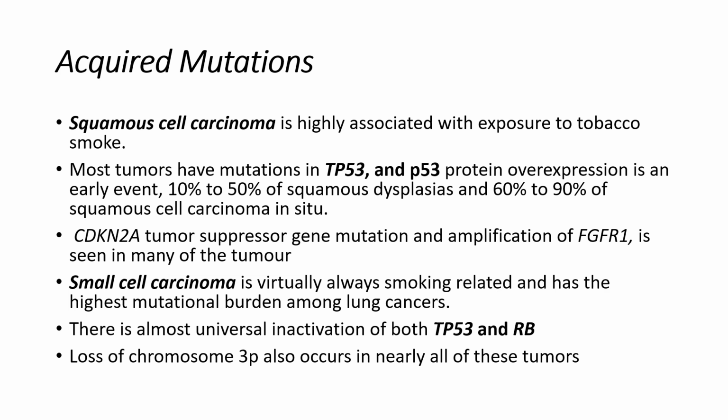Small cell carcinoma is virtually always smoking related and has the highest mutational burden among lung cancers. There is almost universal inactivation of both TP53 and RB1. There is loss of chromosome 3p in nearly all of these tumors.